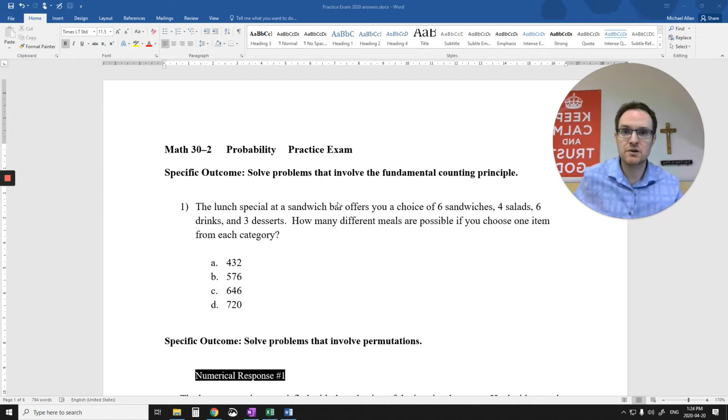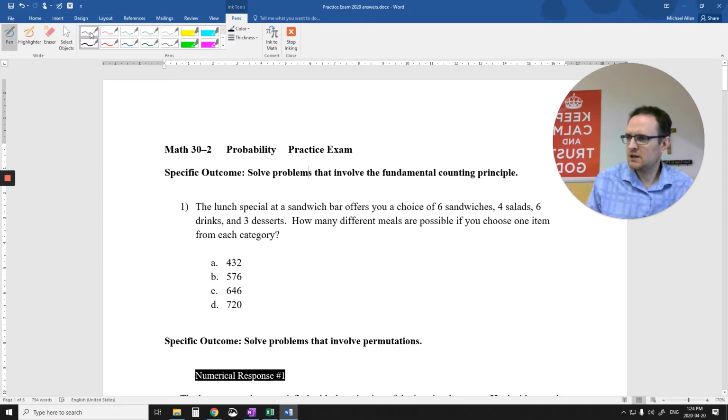Math 30-2s, I'm going to go over this practice exam here. I'll post the PDF as well, so if you don't want to listen to my voice, you can just skip this. So let's talk about some of these questions about probability.